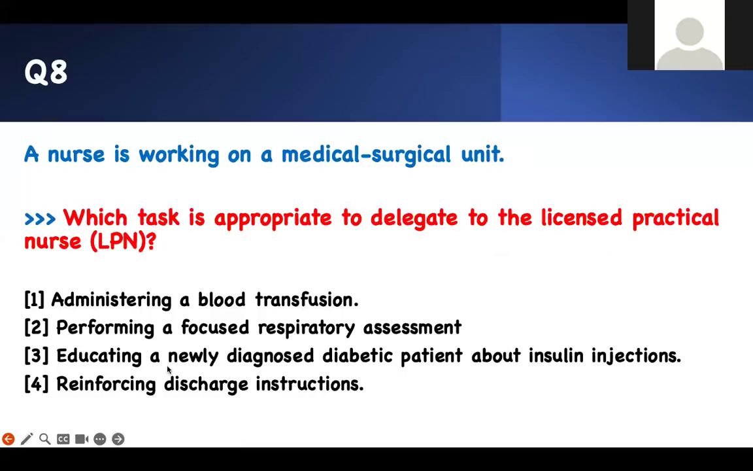And this is working on a medical surgical unit. Which task is appropriate to delegate to the licensed LPN? LPN, I call it MMR most. That is the thing they can do. I know you may have a list from here to Germany about what LPN would do, but I don't have it. All I have is MMR most, right? They can give most medication. That's what it means. Most medication, right? I'm not going to list all the medication.